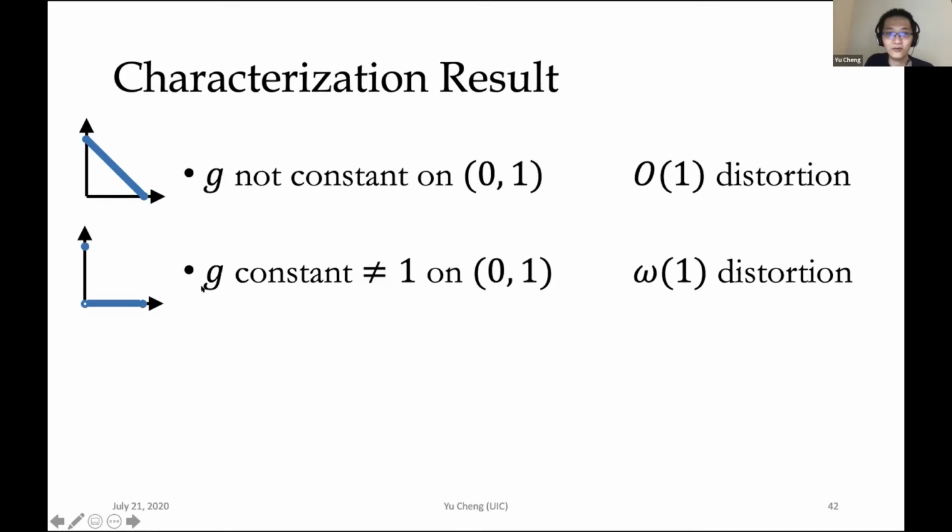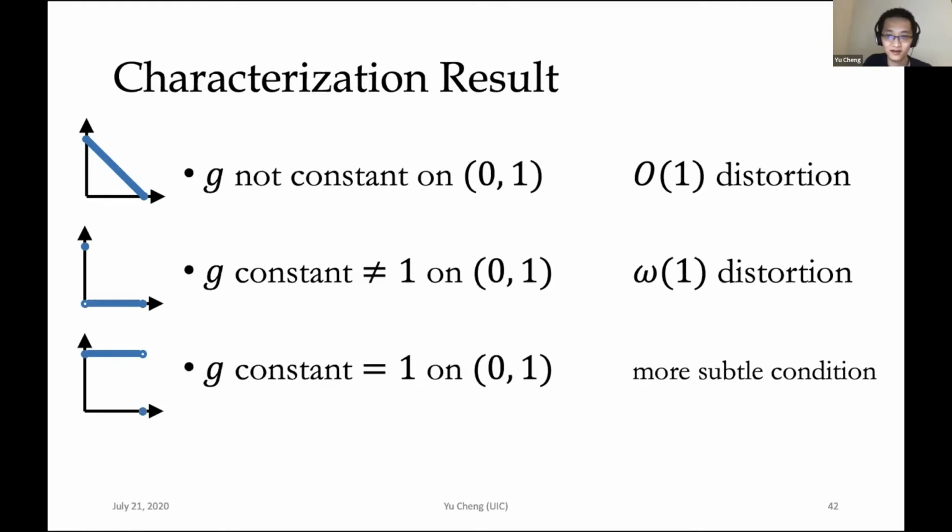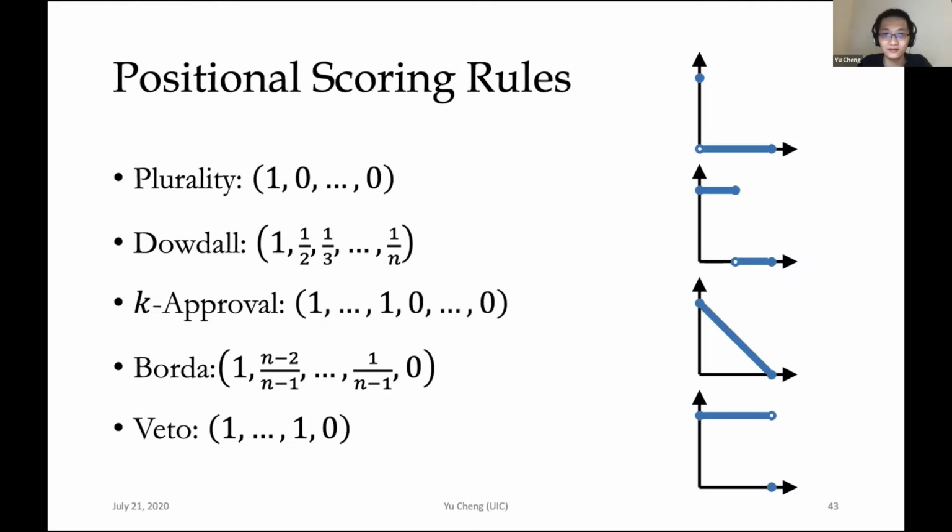Now, when g is constant on the open interval 0 and 1, but it's not equal to 1, in particular for the case of plurality, you're going to have a non-constant distortion. It's going to scale with the number of candidates. Now, when this is equal to 1, we have a more subtle condition that I will not talk about here. But there's a dichotomy there too. I won't mention it.